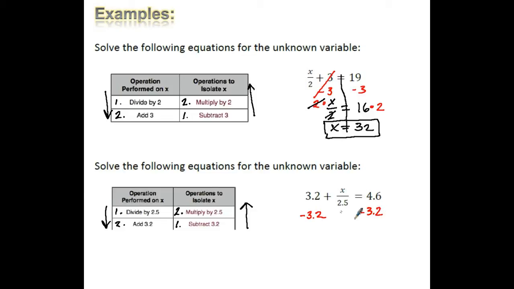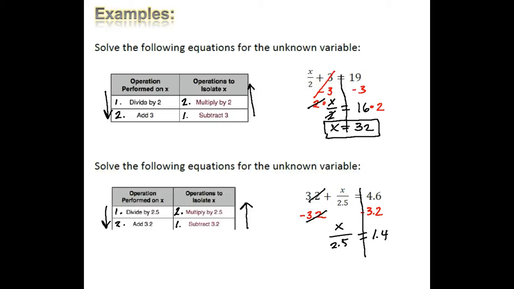And these are going to cancel. And so x divided by 2.5, and I'll draw a line right here to keep everything straight. 4.6 minus 3.2, and you can do this in the calculator, but this is going to equal 1.4. Now the second operation here to isolate and solve for x is to multiply by 2.5.